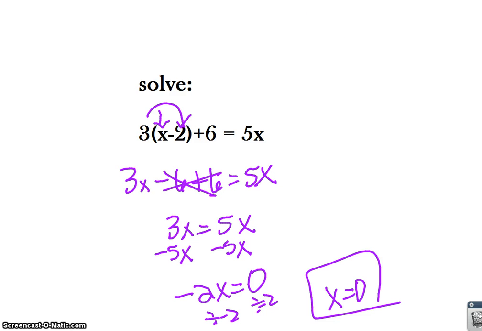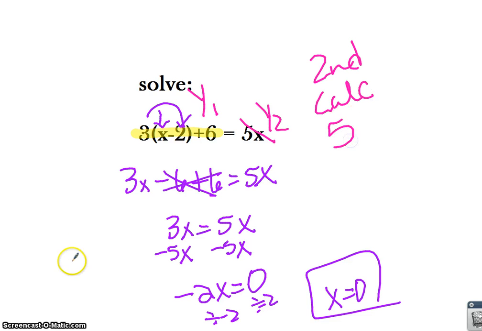You could, if you're really struggling with that, put everything over here in y1, and then put this side in y2 and do second calc 5. Enter, enter, enter.